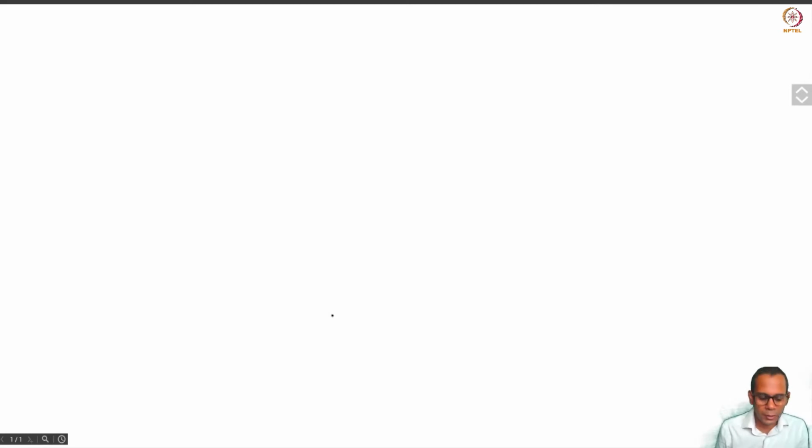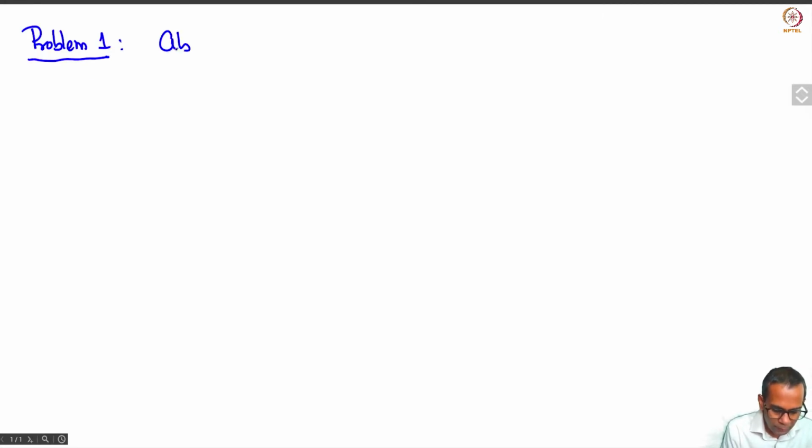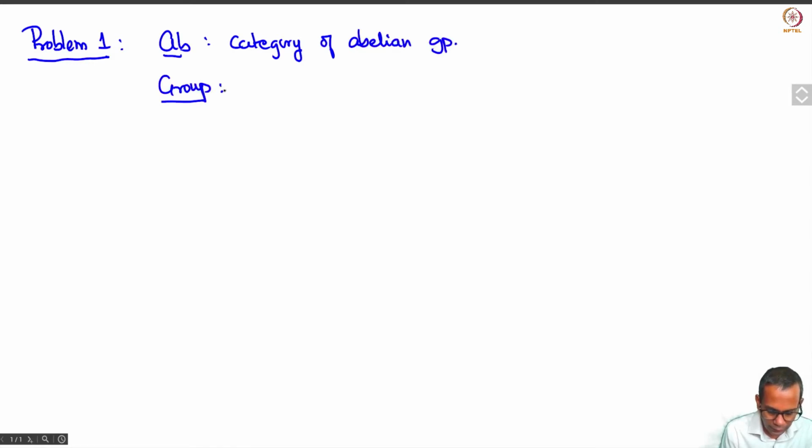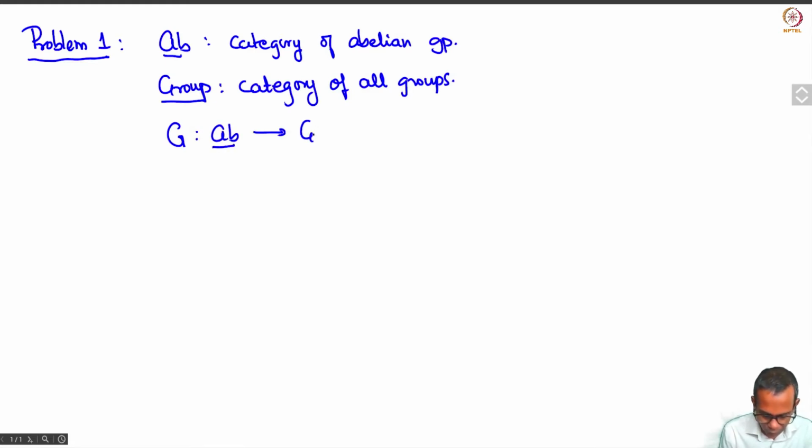Let us solve some problems involving adjunctions. So here's problem 1. Let AB denote the category of abelian groups. So the objects are abelian groups and arrows are just group homomorphisms. And let Group denote the category of all groups. And let's define G from AB to Group to just be the usual inclusion functor.